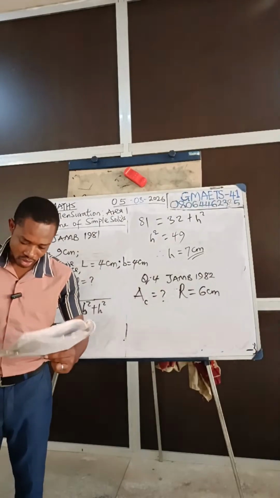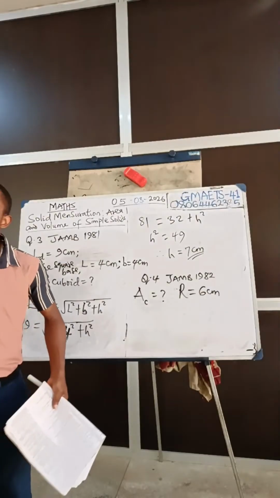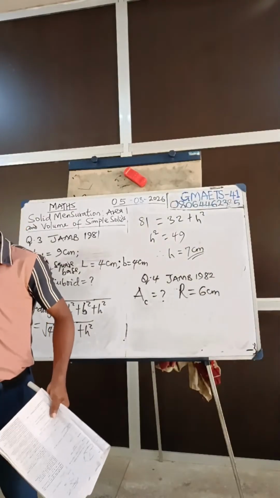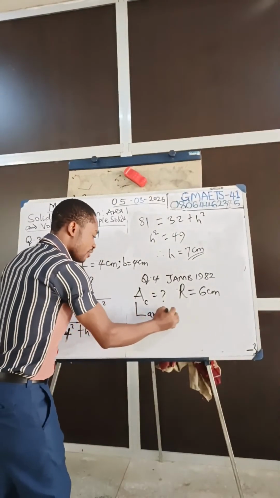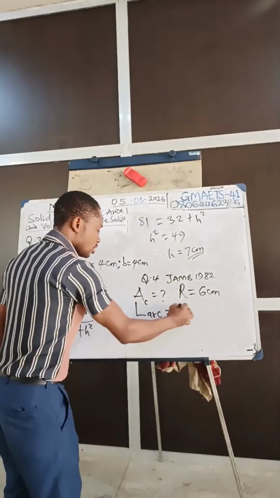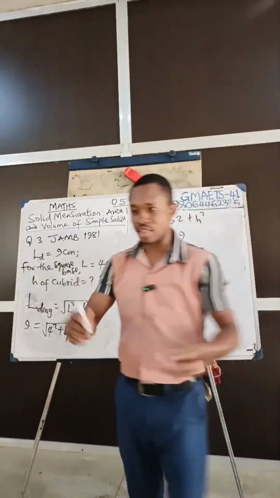Further information given to us in the question: the length of what? Of the arc of the sector. So arc length, what's the value? Good. These are the key information. Pi is 22 over 7. We are aware of that.